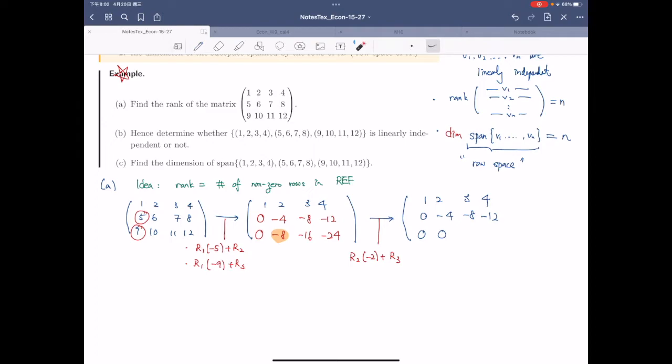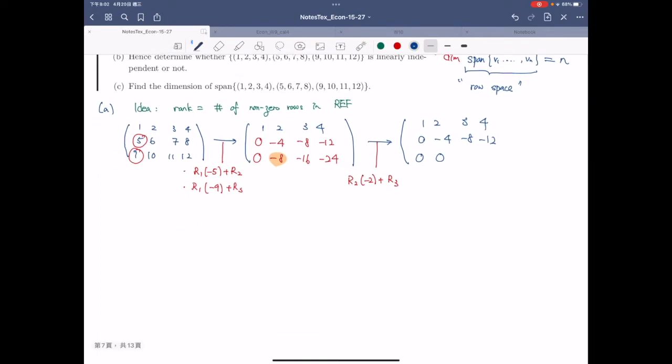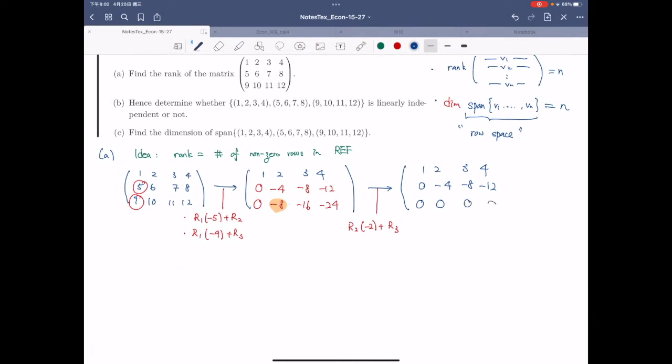But then you realize that it's 0 everywhere. So 0, 0. Okay? And then you realize that in this case, this is already upper triangular shape, so this is in row echelon form already.